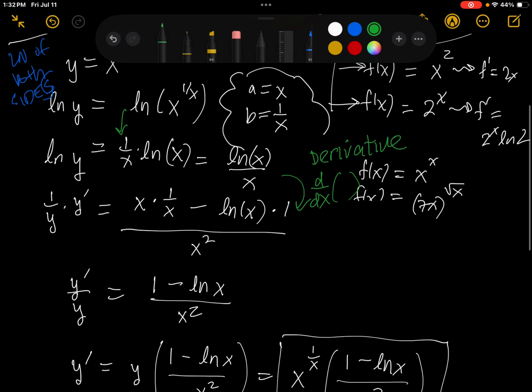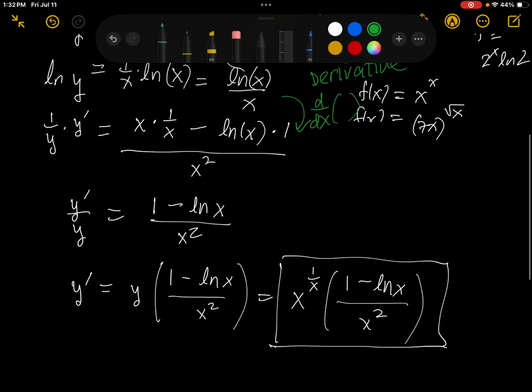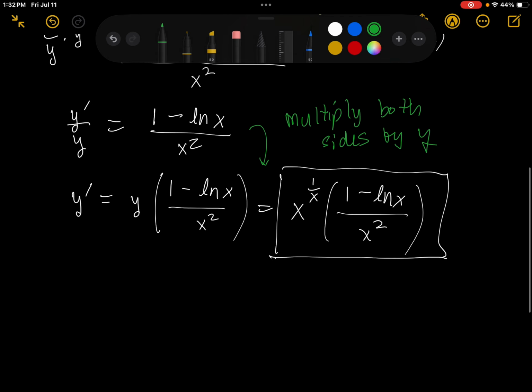It kind of depends on what your function is. So you're going to get y prime over y equals something involving x, and then the last step is to multiply both sides by y. And then you're going to get y times something, and then you just substitute your y back in so that you get everything. So substitute the y back in, so that you get something that's just involving x.